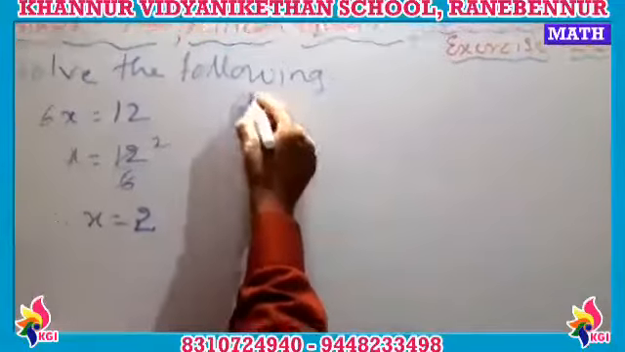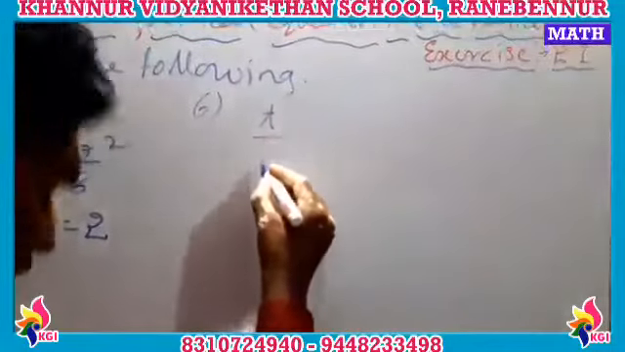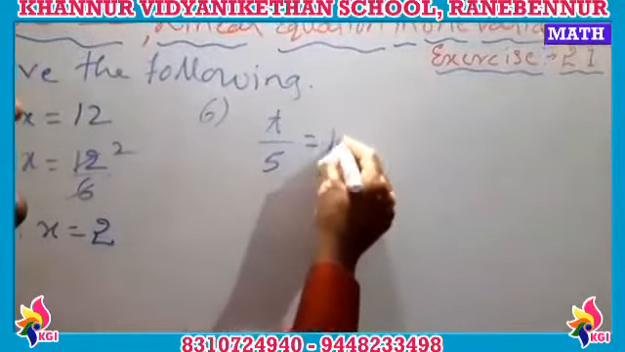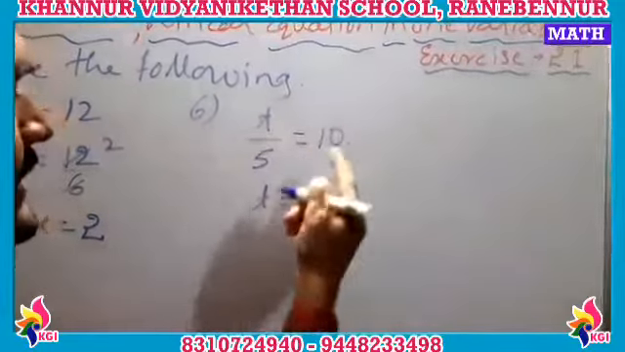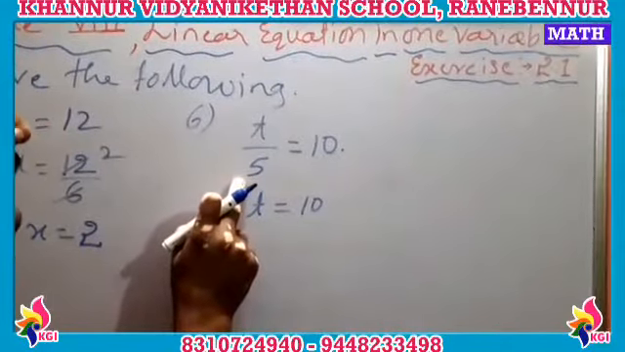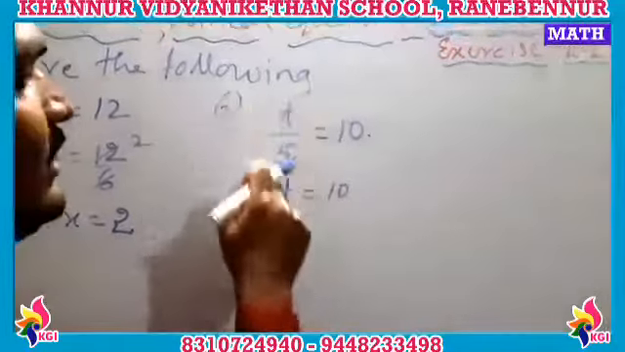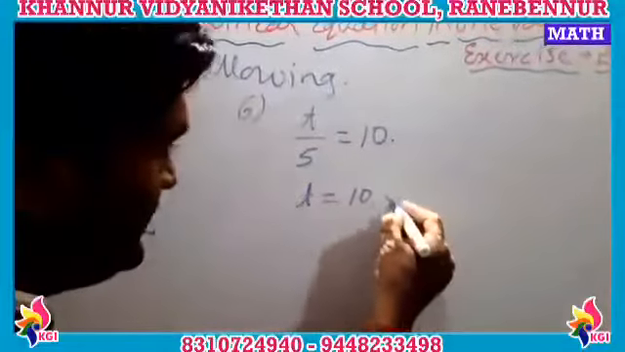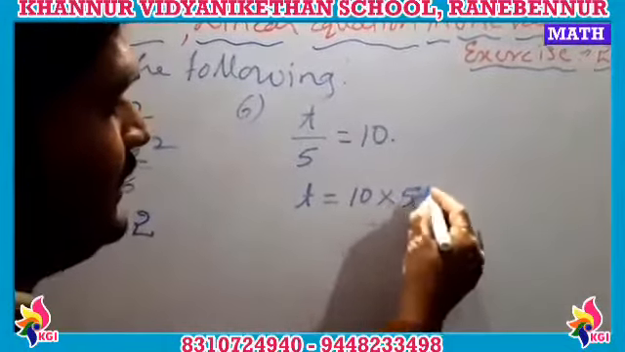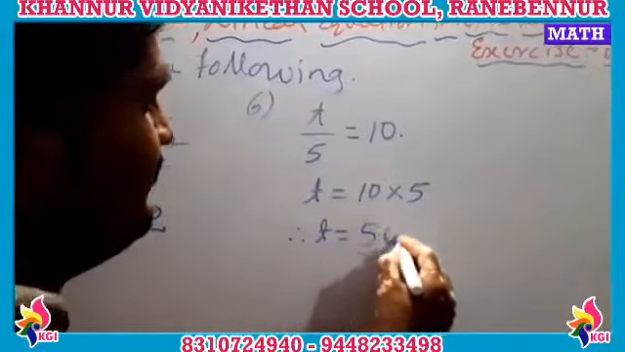Okay. Next, go for the sixth one. What is the sixth? Here it is the reverse. t divided by 5 equals 10. I want the value of t, correct? So t is equal to 10 as it is, I write. The 5 is in the denominator. I don't want that 5 over here. Why? Because I am not getting the value of t. So if I send that 5 to the other side, the division is going to become a multiplication and goes to the numerator. So therefore the value of t is 10 5s are 50.